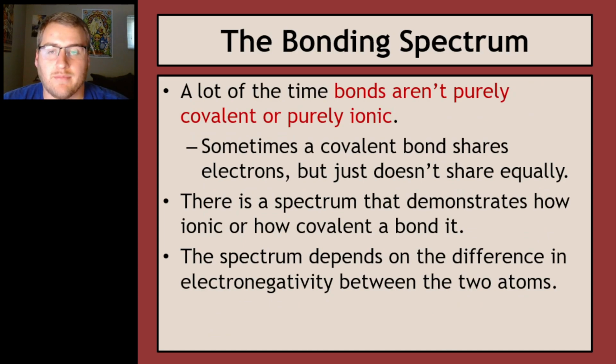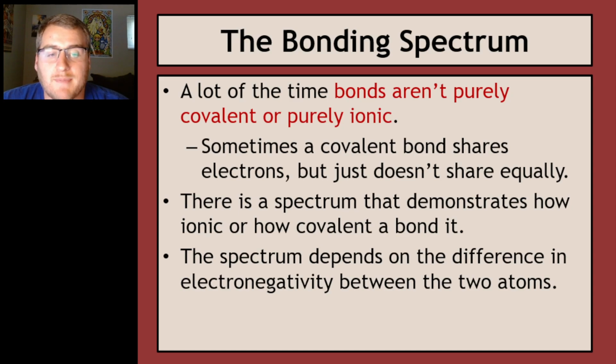A lot of the time, though, bonds aren't purely either of these. There's kind of a spectrum of how covalent are you? Are you pure covalent, or are you polar covalent, which we're going to learn about? Or are you ionic, and how ionic are you? Sometimes a covalent bond shares electrons, but it doesn't share them equally. There's a spectrum that demonstrates how ionic or covalent a bond is.